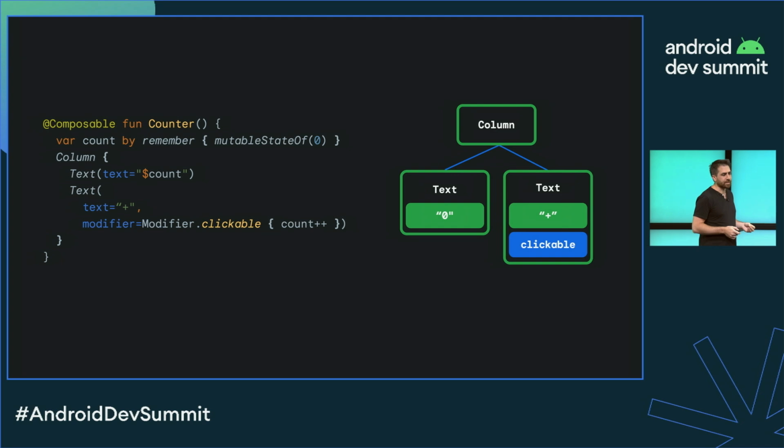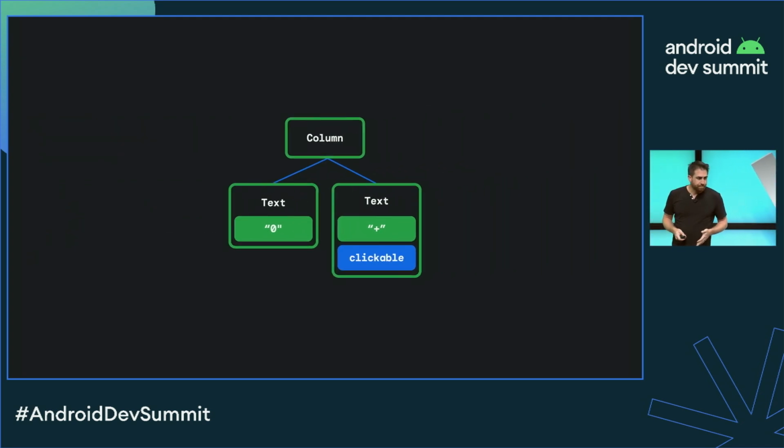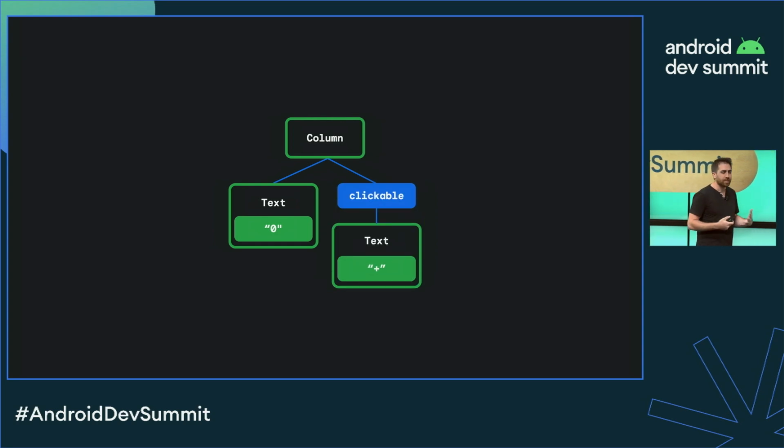One way to think about this is that this will produce a tree with 1 column node that has 2 text child nodes, where each text node has a text property and a modifier property. One way to think about modifiers is as a lens through which everything above it sees the thing below it. So we can think of clickable as being part of the same overall tree, and it has the child text node.